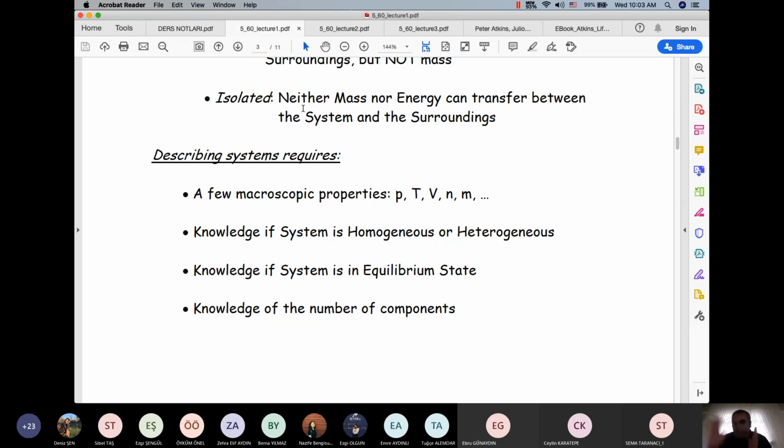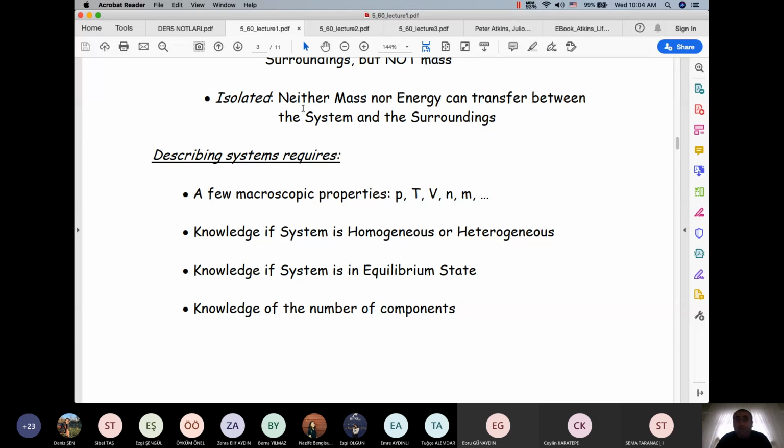So we have a bunch of macroscopic properties, but four of them we must know for describing the system. And these 4 properties are connected together in one single equation, what we call the equation of state. That's why out of 4, we need to know only 3 of them. The 4th one can be found by using the equation of state. Okay, that's why for describing systems, we need to know at least 3 out of 4 macroscopic properties. This is the first thing that you need to know to describe the system.